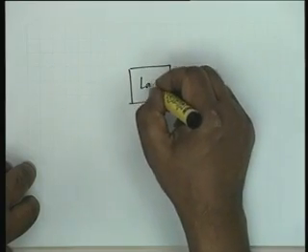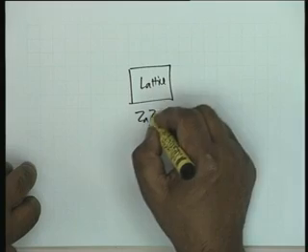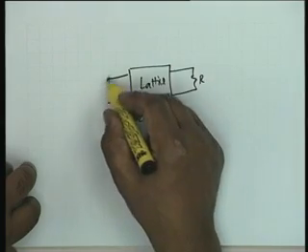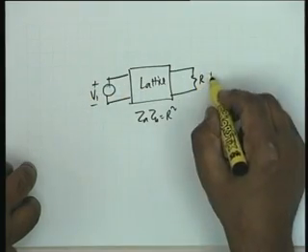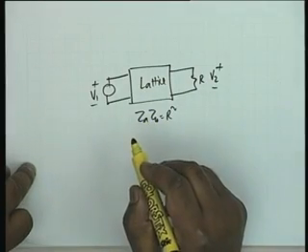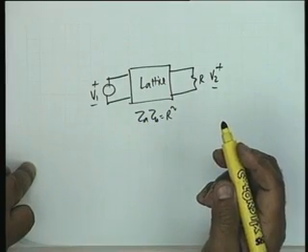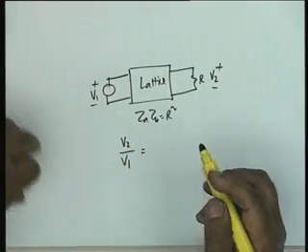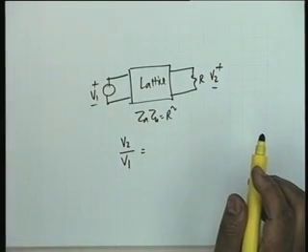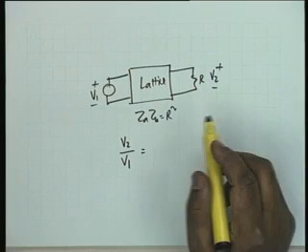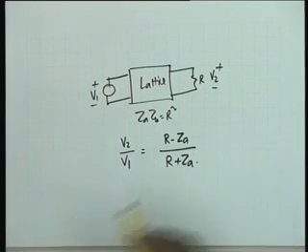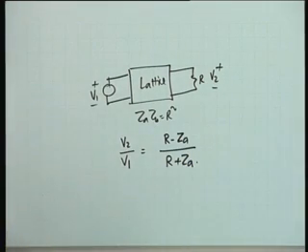Under this condition, let us say this is the lattice where ZA ZB is equal to R squared. If it is terminated in R and if it is driven by a voltage source, okay, it can be shown that V2 by V1 is equal to R minus ZA divided by R plus ZA. This also I will leave to you. I will not do the algebra.